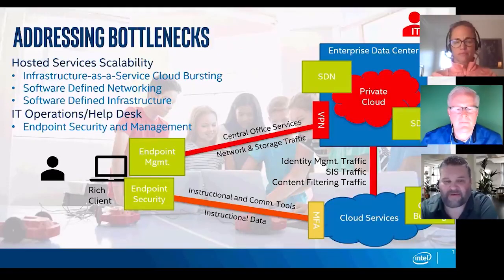Do we have services where faculty, staff, and student body need to get directly back into the data center? Do they go to the cloud service, which still has that implication to the traffic back to the data center for things like identity management with SSO and sys traffic, and again, possibly even content filtering?